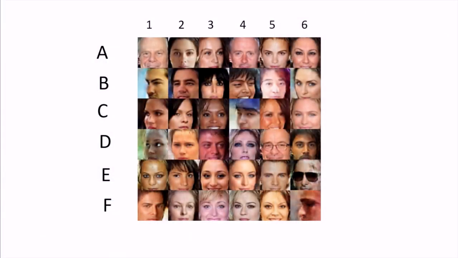So let me show you some examples of the kind of models that you can construct for the previous data set using this kind of latent variable structure. So here are some images. How many of you think that these images are real?